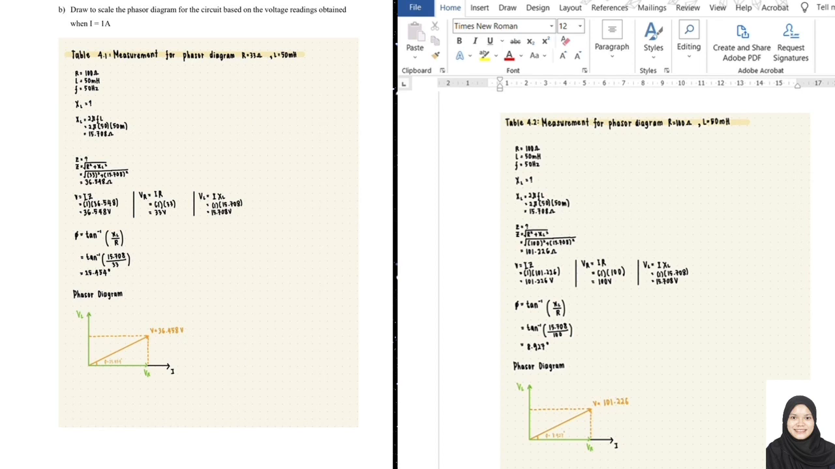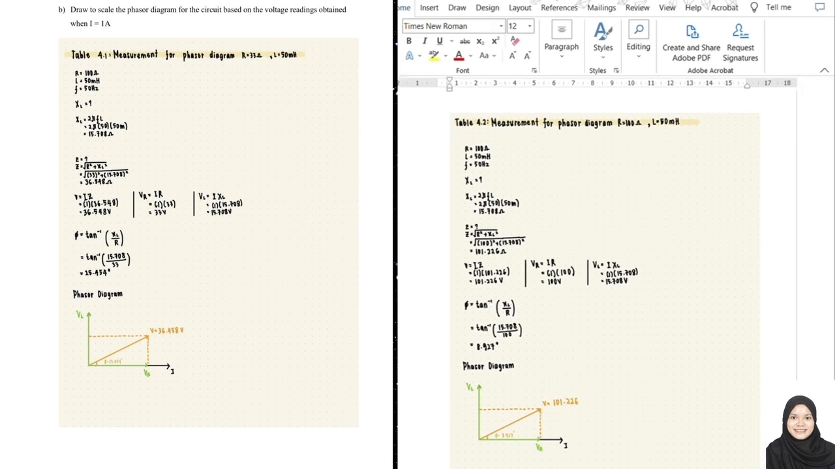The difference is when we want to find the impedance, for table 4.1 the value of impedance is 36.548, meanwhile for table 4.2 we got the impedance of 101.226 ohm. So from this equation, we get the voltage for 4.1 is 36.548 volt, meanwhile for 4.2 is 101.226 volt. The angle that we got for table 4.1 is 25.454, meanwhile for table 4.2 we got the angle of 8.927. So this is the phasor diagram for table 4.1 and this is the phasor diagram for table 4.2.